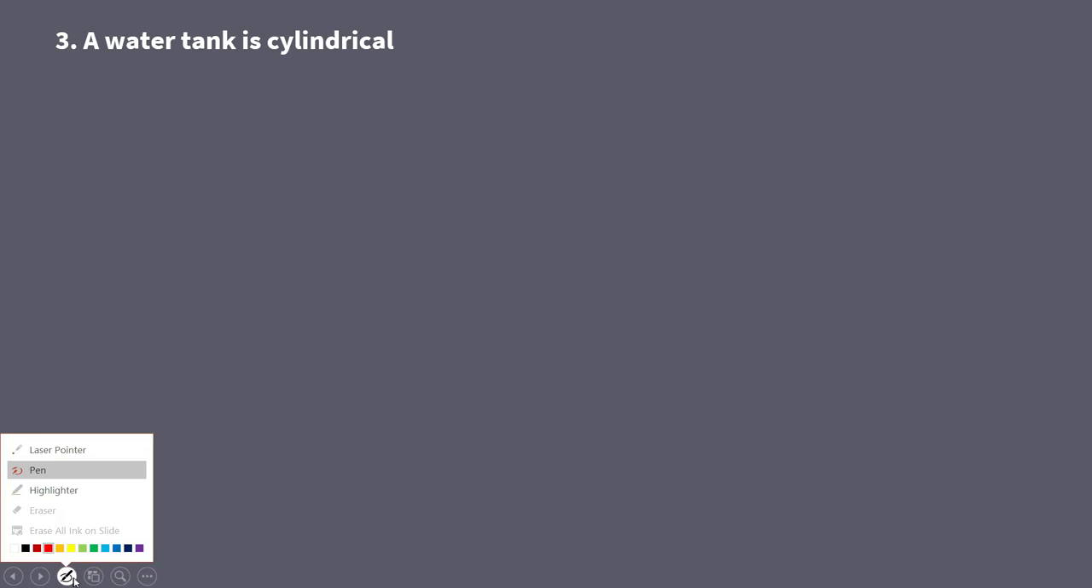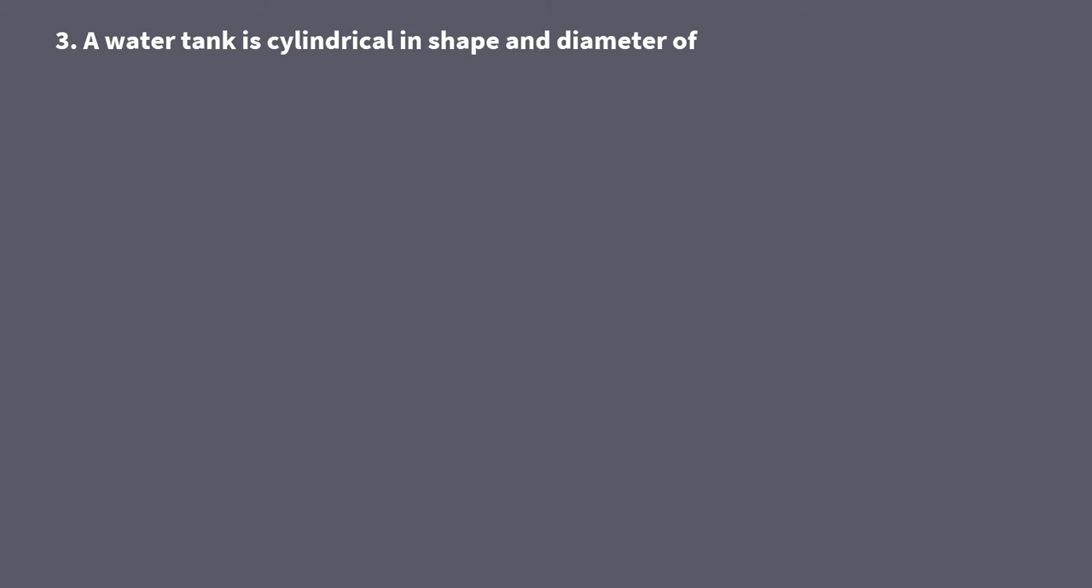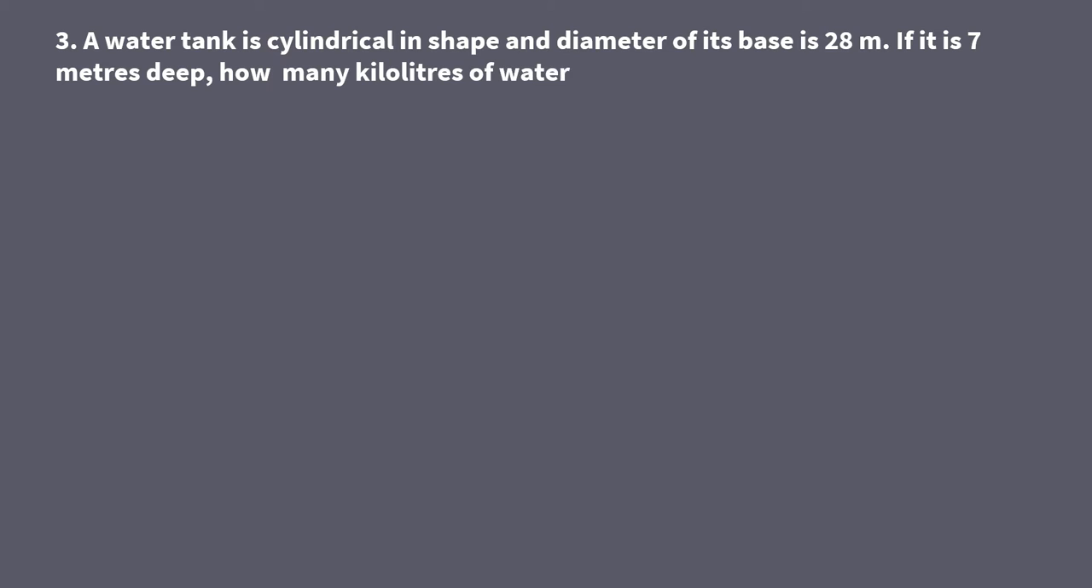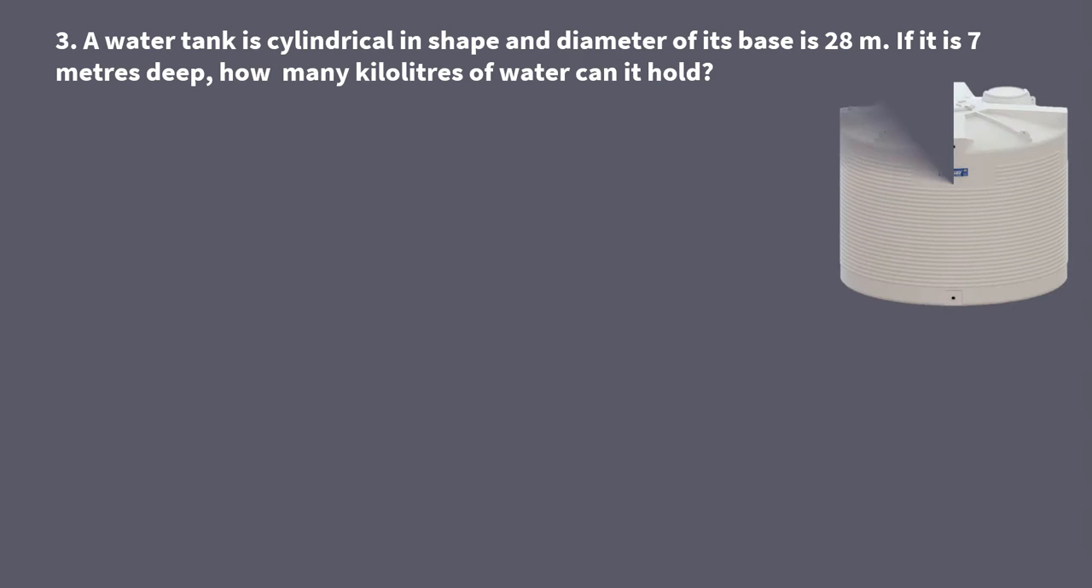Our question is, a water tank is cylindrical in shape and the diameter of its base is 28 meter. If it is 7 meters deep, how many kiloliters of water can it hold? Beta, here we are given a water tank in cylindrical shape like this. Its base diameter is 28 meters and it is 7 meters deep. So diameter is equal to 28 meter.